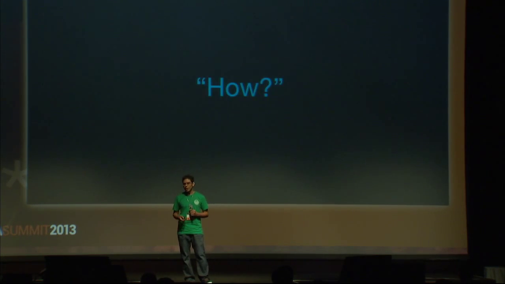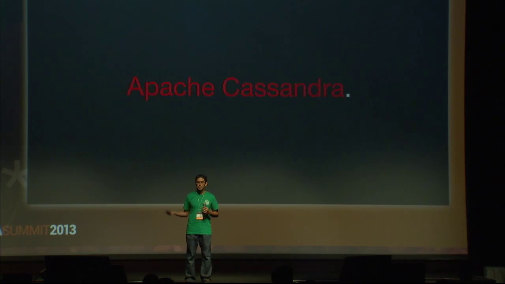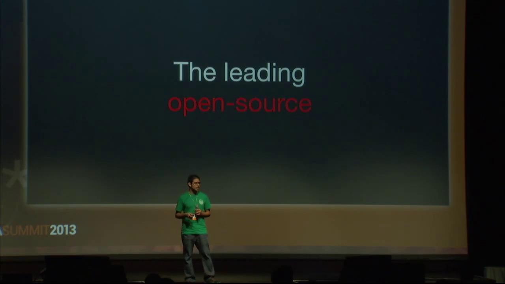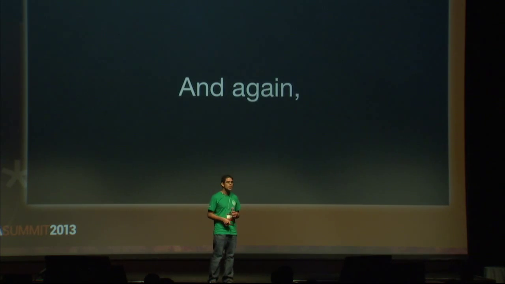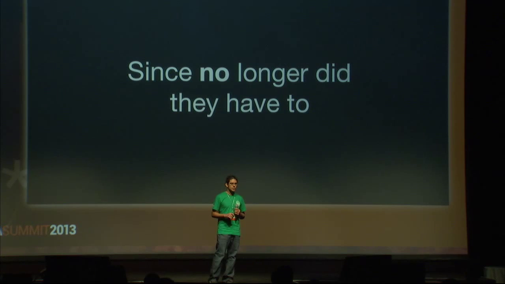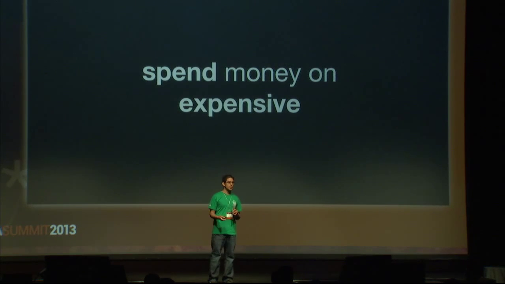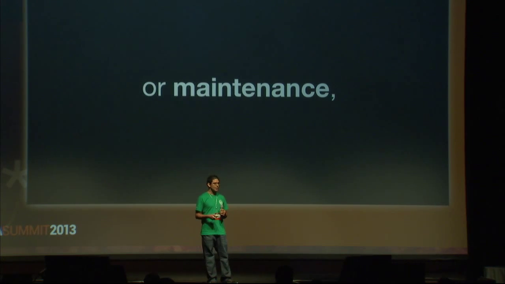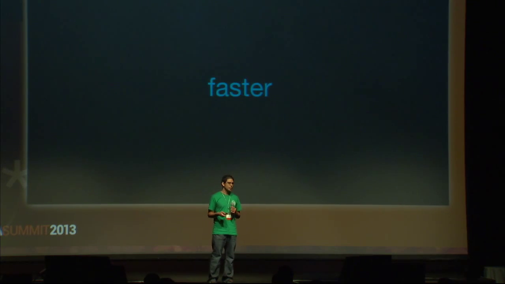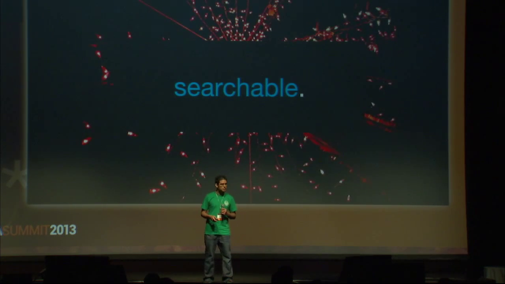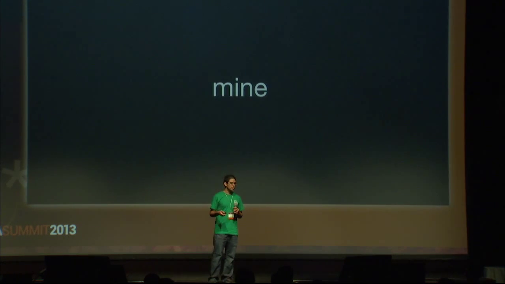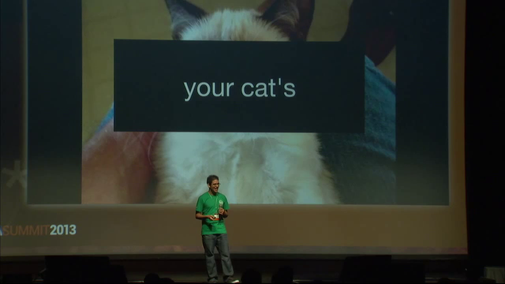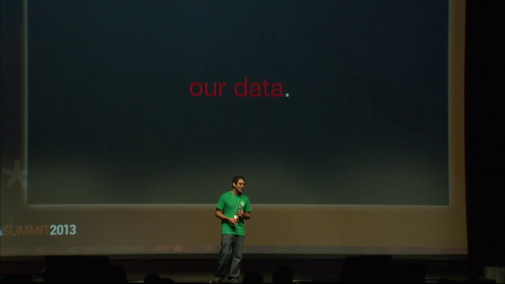How? By placing Apache Solr on top of Apache Cassandra. The leading open source search software was now capable of scaling larger than just one machine. And again, companies rejoiced, since no longer do they have to pay for expensive hardware, software, or maintenance, but instead focus on making things better, faster, and now searchable. But of course, this should not be taken lightly, since it's yours, mine, your mom's, your cat's, it's our data.